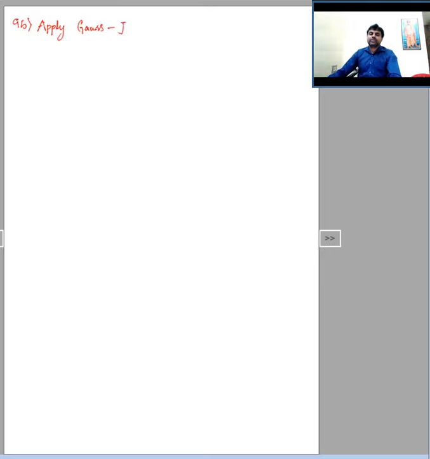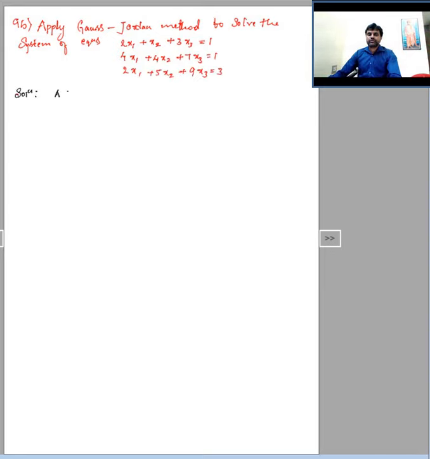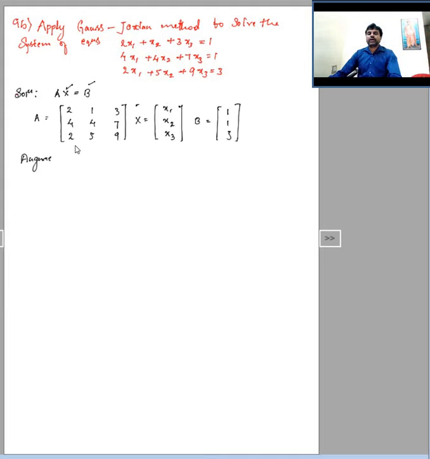Apply the Gauss-Jordan method for the given system of equations. So they are given the system of equations. Consider that system of equations. Here x1, x2, x3 are unknowns. This system can be converted into a matrix equation of the form Ax equal to B, where A is the coefficient matrix, X is a column matrix of unknowns, and B is a column matrix. Multiplying these matrices, you get the system of equations.